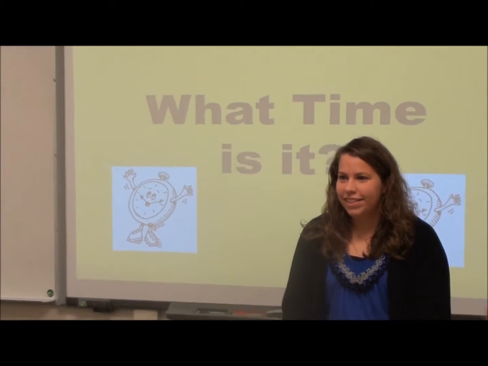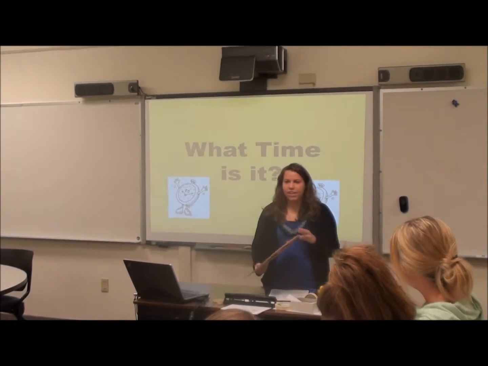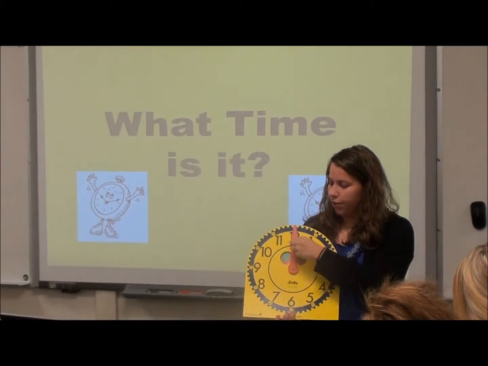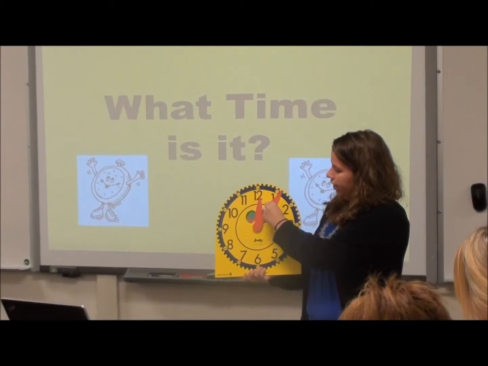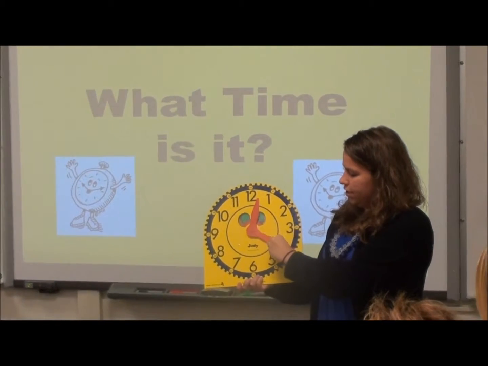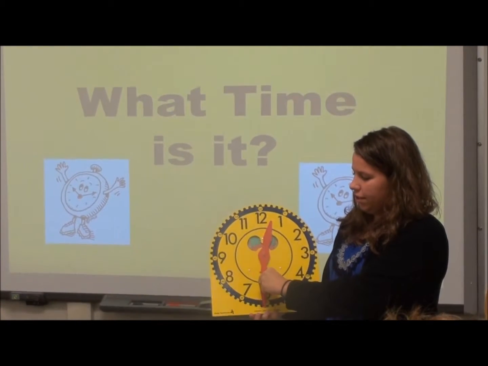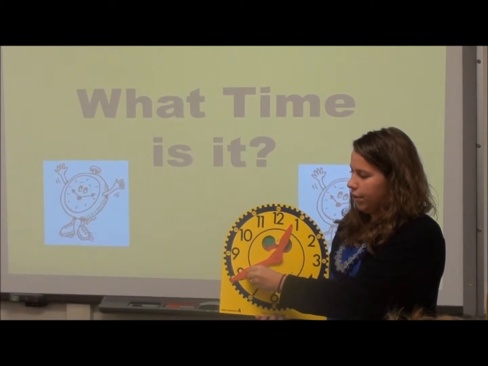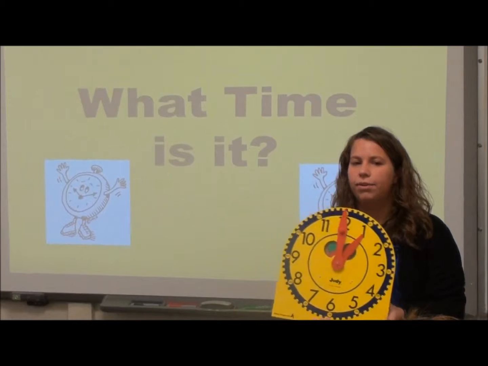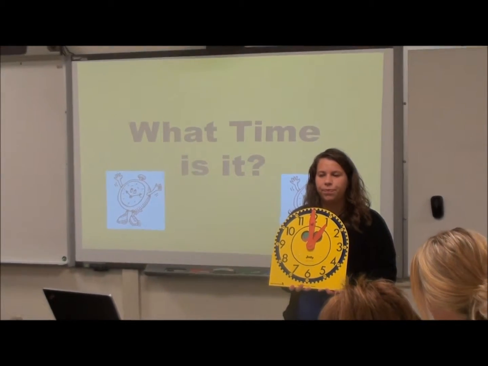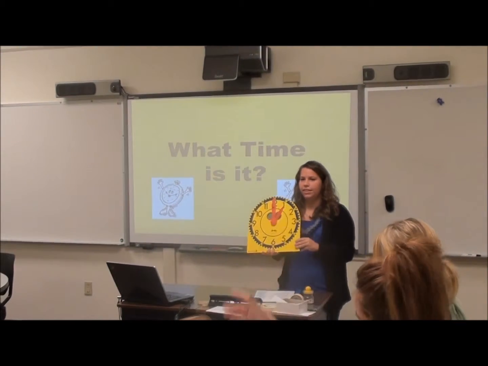Good morning, class. Good morning. So today we're going to review how we read a clock. So can we go around and count by fives? So 5, 10, 15, 20, 25, 30, 35, 40, 45, 50, 55, 60. Now what time is it? Raise your hand if you know. Alyssa. It's 1 o'clock. Right.